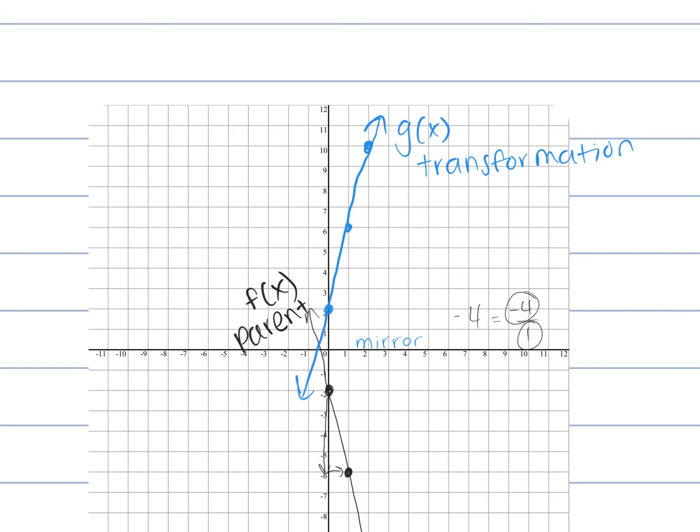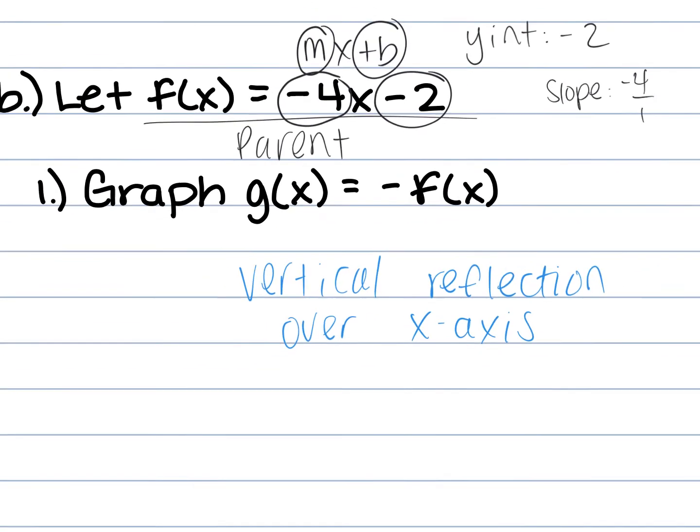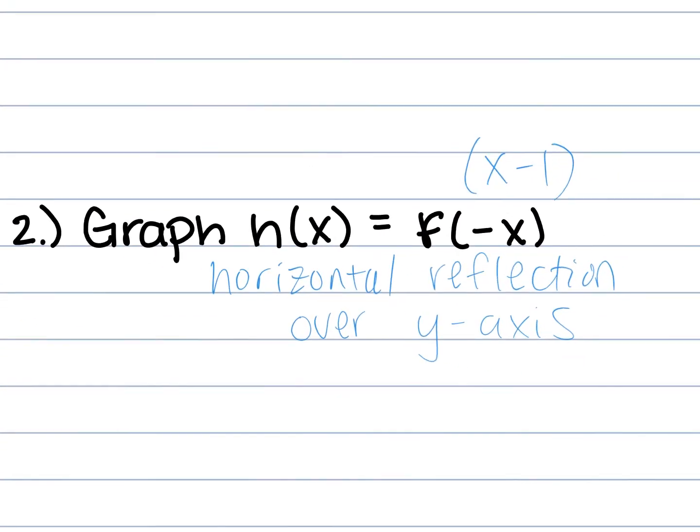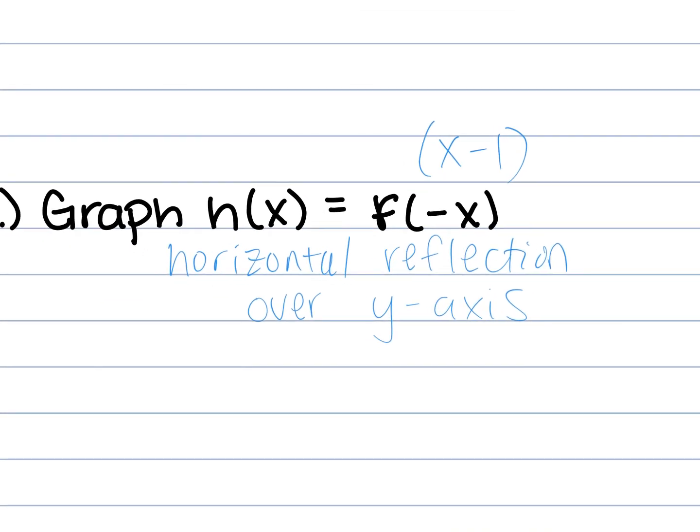Okay? Andrea? How do you know which way to reflect it? Doesn't it go over the y-axis? That's because when the negative is outside, it's always a vertical reflection, which means you're reflecting it over the x-axis. Okay? Horizontally would be over the y-axis. Correct. So when that negative goes inside, then it becomes a horizontal reflection over the y-axis. Okay? Let's do this thing.